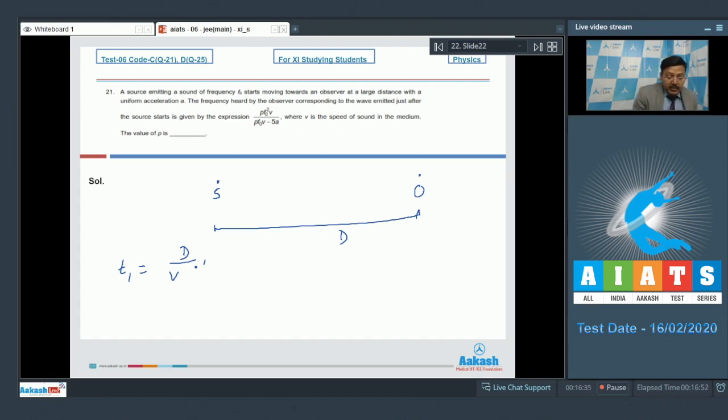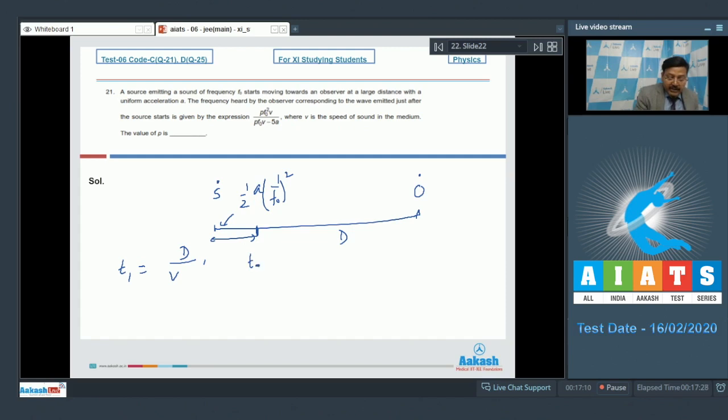Okay, so let's say the source has moved this distance, and well, this distance we can find by applying kinematics, and this distance we know can be given as half a and the time that it has got. Okay, so the time it has got is in fact 1 by f0, into square. This is the expression for this distance. So this distance then becomes d minus half a (1 by f0) square.